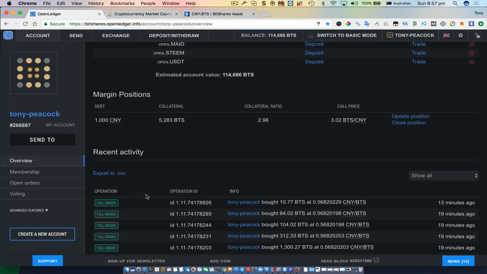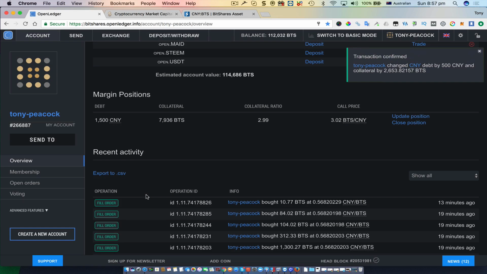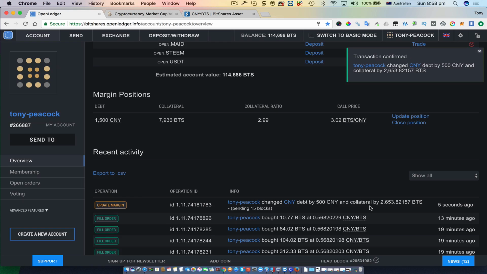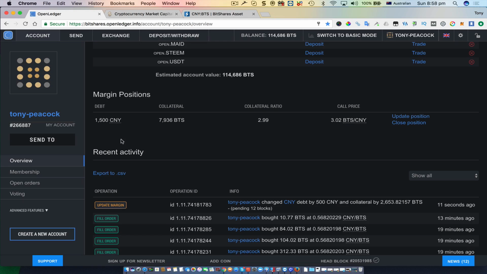So I'm going to confirm this transaction. And as you can see, I changed my debt by 500, and now it's just popped over here 5 seconds ago. So basically, I increased my debt to 1,500 Chinese Yuan, and I used 2,653 of my Bitshares as collateral.